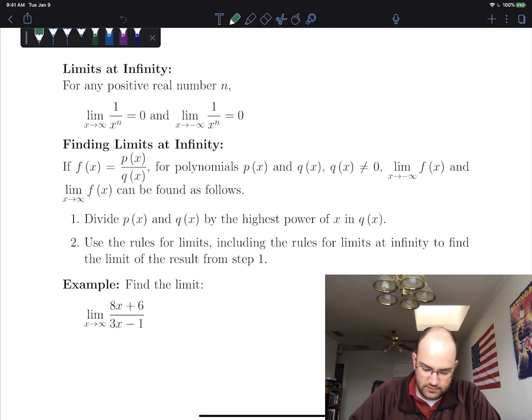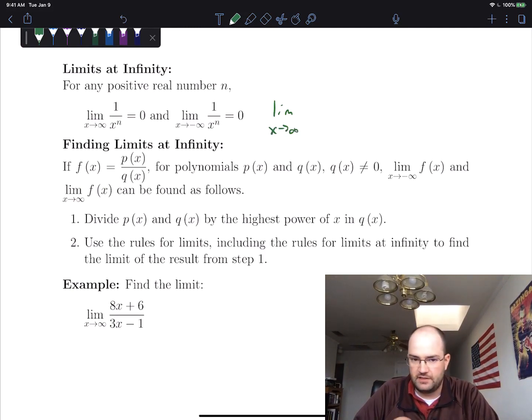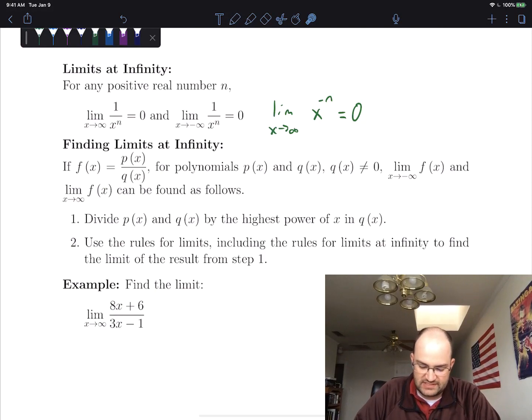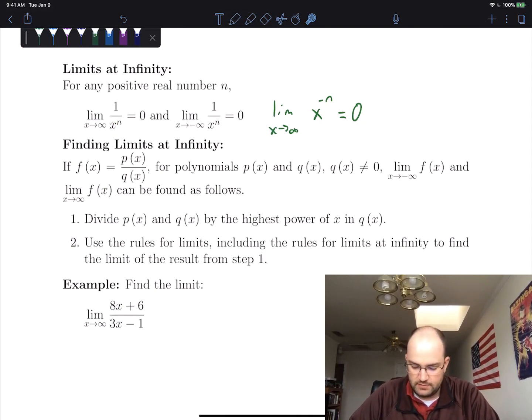Now what this tells me is that if n is positive, the limit as x goes to infinity, or negative infinity, either one, of x to the negative n power is also going to be 0. The reason why is because this is just this. That's what a negative exponent does. It just flips it to the other side.